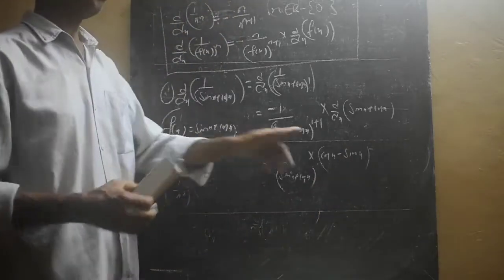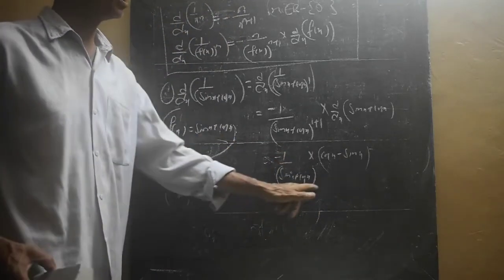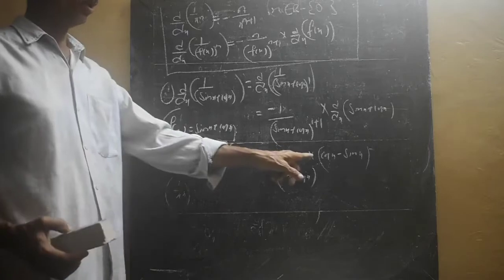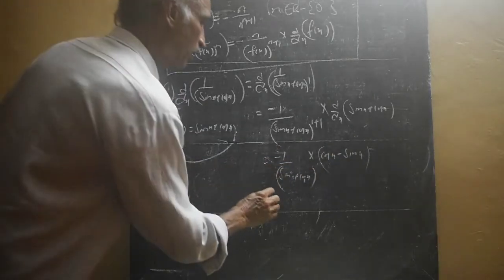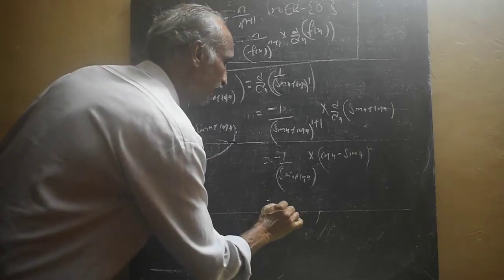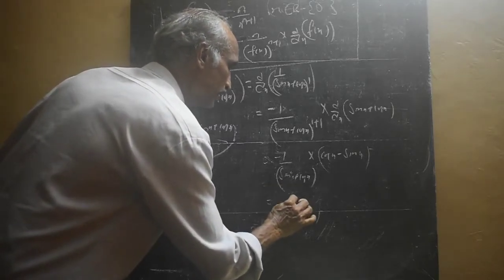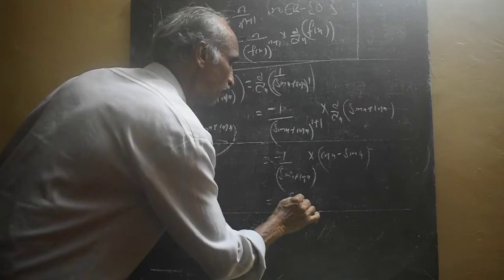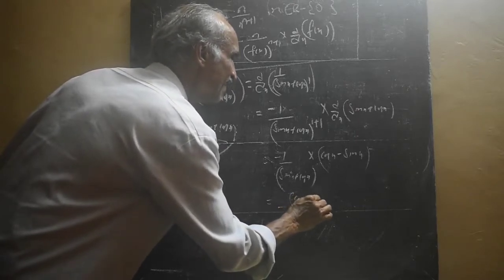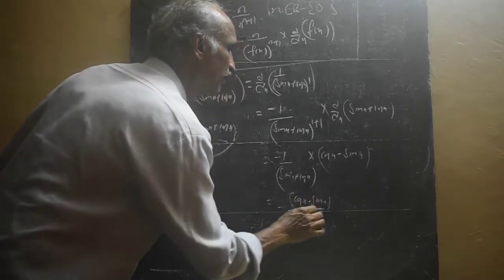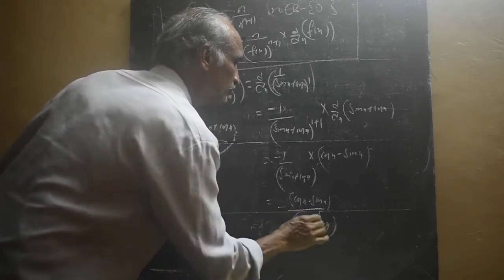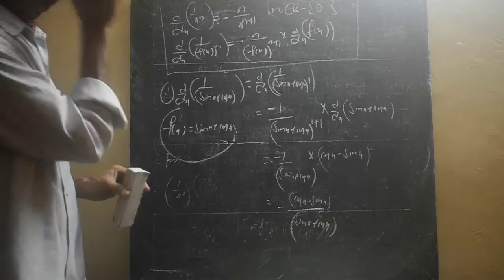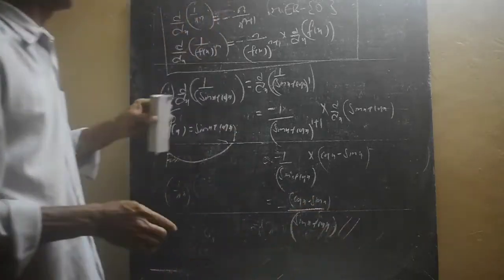Mind that one, into f of x always multiplies to this left hand side term. Therefore, in bracket, the whole term multiplies. So I can write it as minus, I will take the minus in the middle. It is cos x minus sin x divided by sin x plus cos x. So that is the d by dx of 1 upon f of x raised to n.